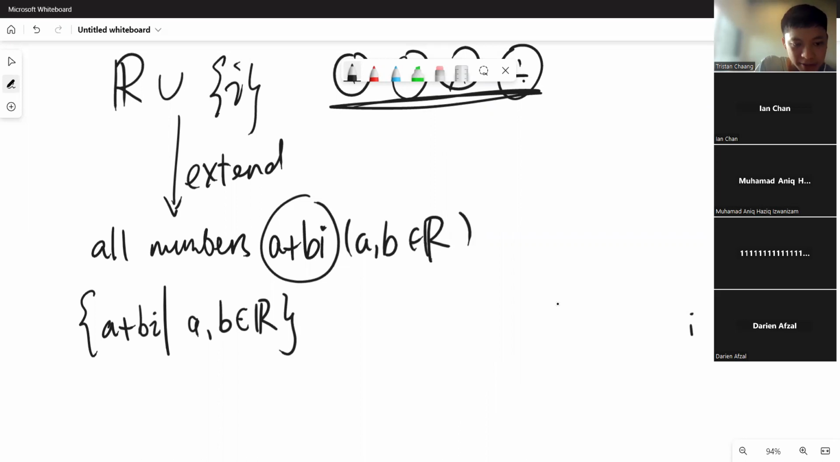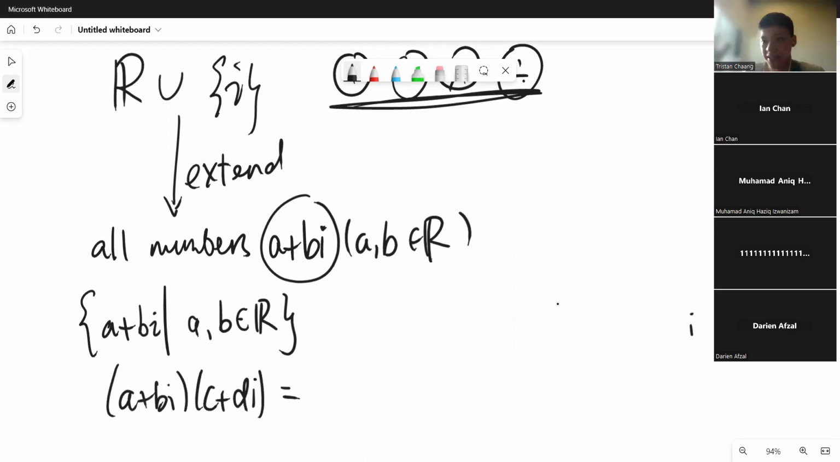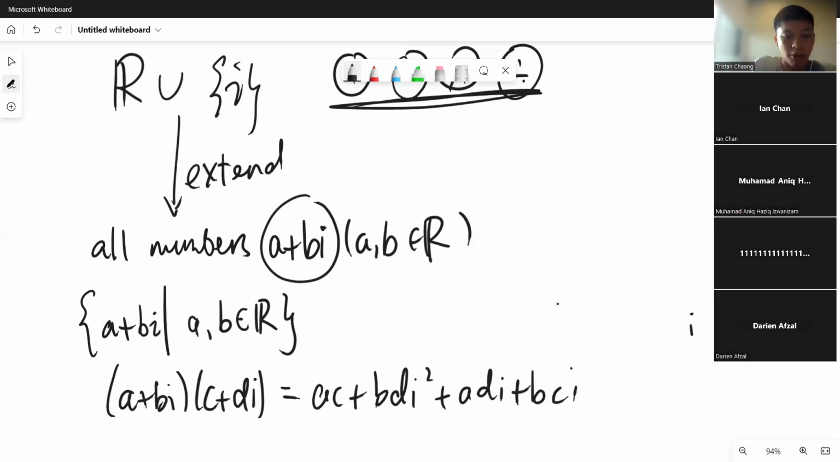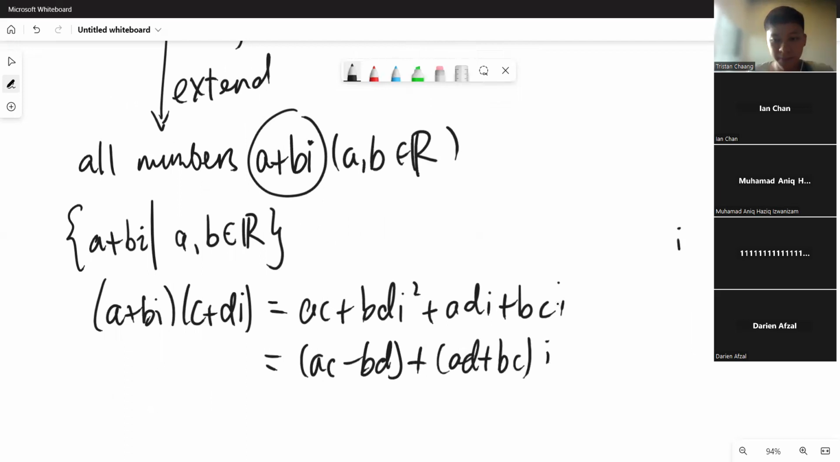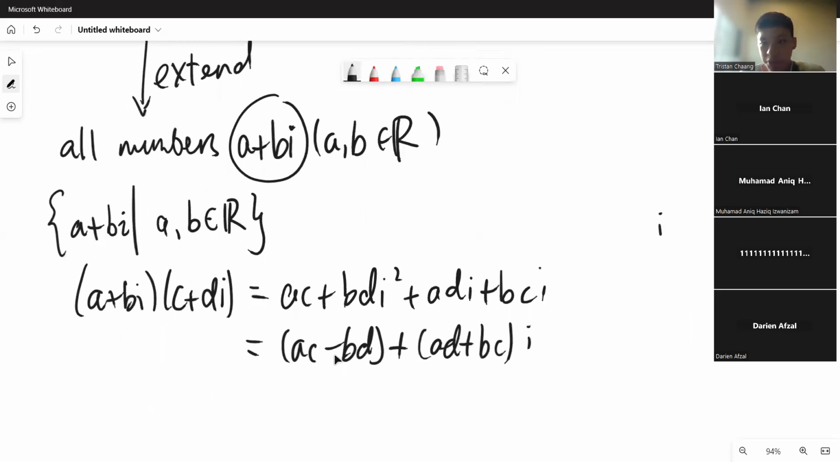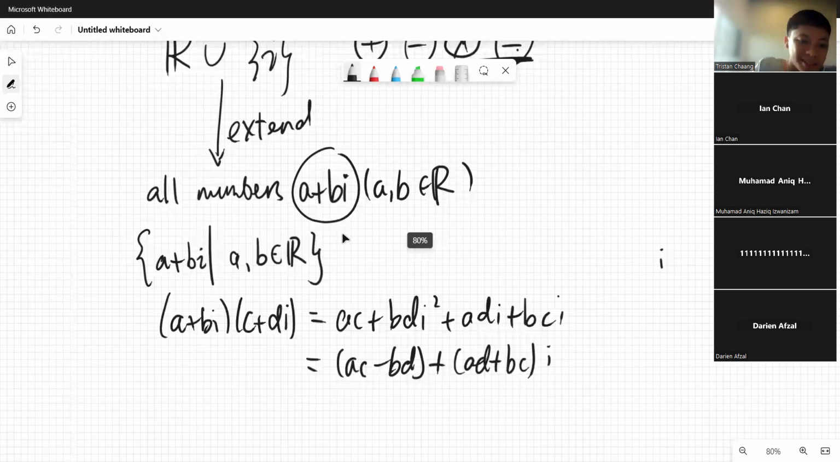And if you multiply two numbers of the form a plus bi and c plus di, is it of the form something plus something i? Let's see. If you expand this, ac plus bd i squared plus ad i plus bc i, well, but i squared is minus 1, so ac minus bd plus (ad plus bc) times i. So it's a real number plus a real number times i. So nice. And how about division?